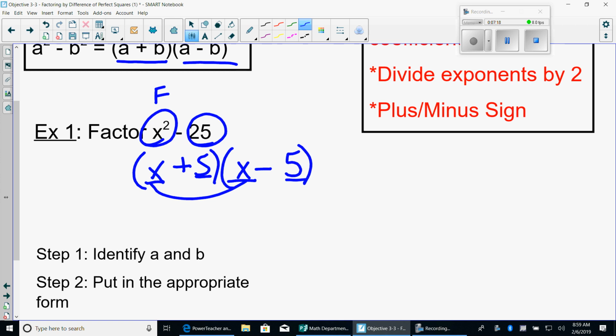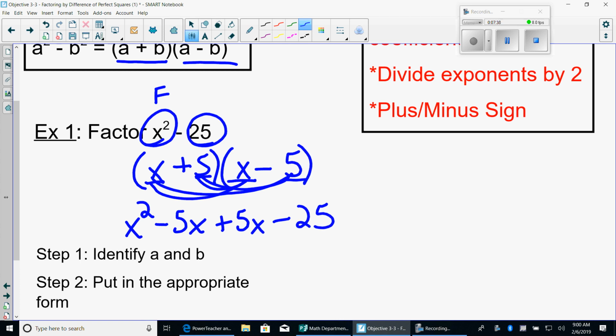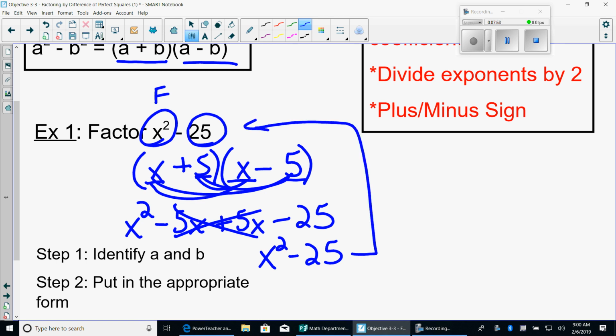So, x times x, x squared. x times negative 5, negative 5x. 5 times x, positive 5x. 5 times negative 5, negative 25. When we're checking it, it's going to help us practice our multiplication skills, to make sure we can FOIL. So x squared minus 25. And that does work. That does check.